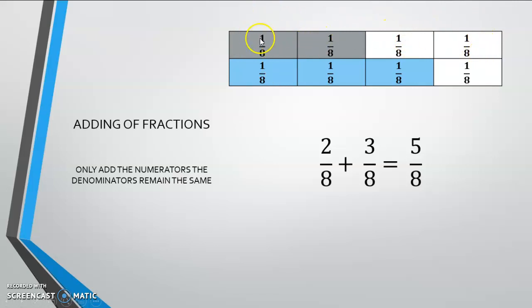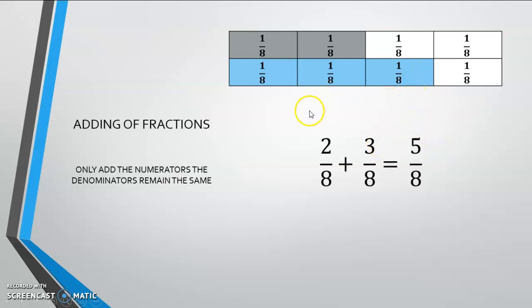Now if I have 2 of these 8s and you have another 3 of these 8s, how many 8s do we have together? Let's count. 1, 2, 3, 4, 5. We have 5 of these 8s.